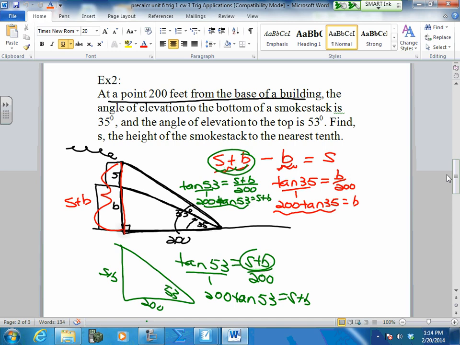Now, my S plus B, I can take out and replace with 200 tangent 53. So I end up with this: 200 tangent 53 minus, I take B out and replace it with this, 200 tangent 35. When I take the height of this whole thing minus the height of my building, I'm left with the height of my smokestack. So we do that, and tell me what you get.